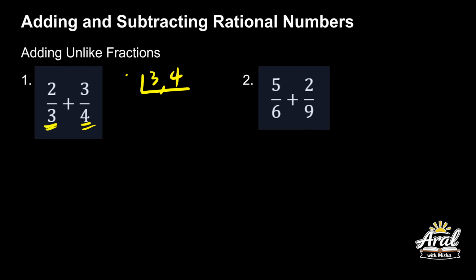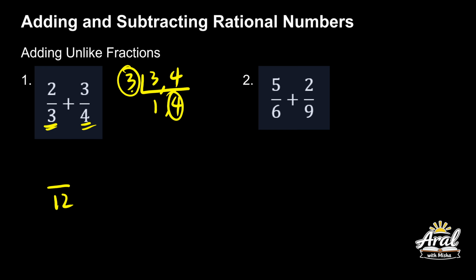So you could say 3 times 1, that's 3, and this is just also 4. So 3 times 4, multiply 3 and 4, that's actually 12. Okay, so the denominator should be 12. So 12 divided by 3, that's 4. So you multiply the denominator by 4, in order to get 12.